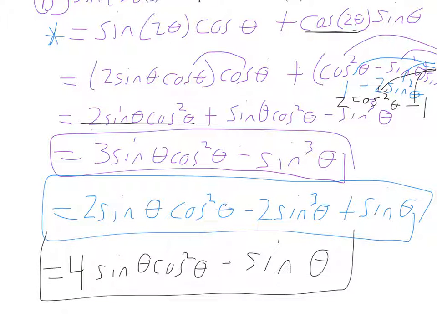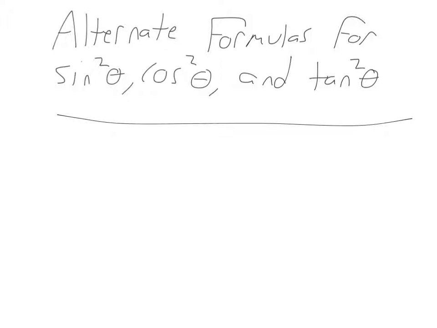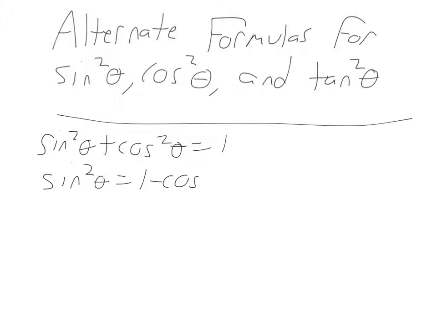Alright, so now we're going to go over alternate formulas for sine squared and cosine squared and tangent squared. Now, you know that sine squared plus cosine squared is equal to 1. So sine squared is equal to 1 minus cosine squared. Also, cosine squared is equal to 1 minus the sine squared.